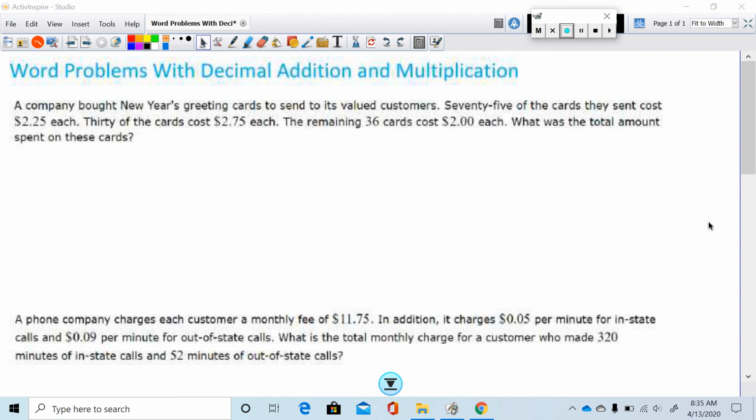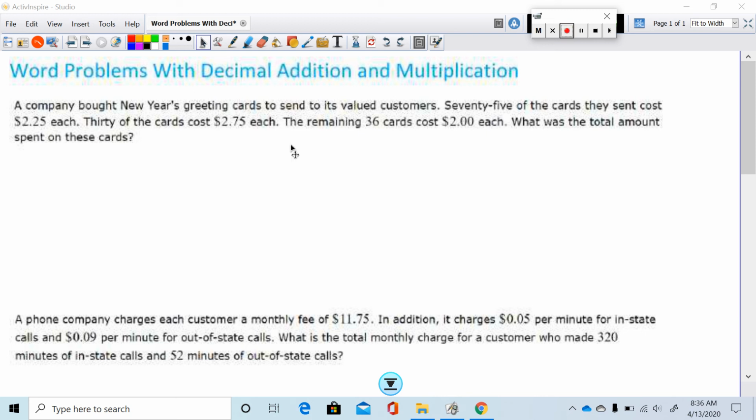Okay, how I solve these word problems with decimal addition and multiplication totally depends on what the actual numbers themselves look like. So you're going to see me solve each one of these problems in a different way, and I'll talk about how the different numbers and the methods that I choose work.